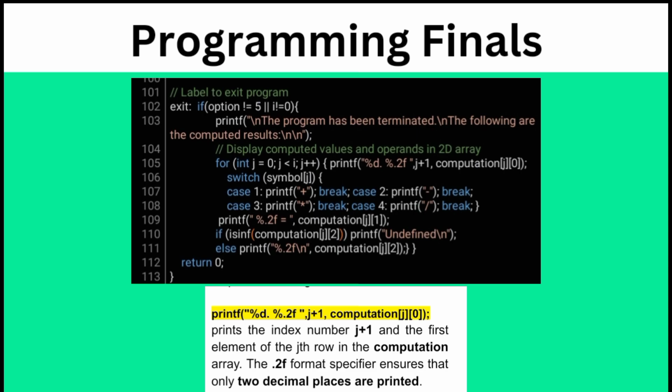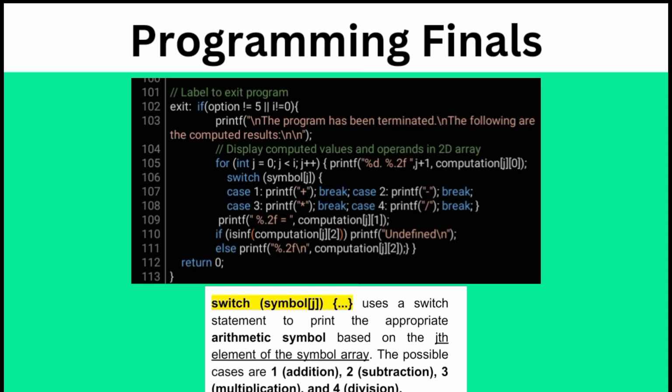This printf function prints the index number j plus 1 and the first element of the jth row in the computation array. The .2f format specifier ensures that only two decimal places are printed. This code uses a switch statement to print the appropriate arithmetic symbol based on the jth element of the symbol array. The possible cases are 1 for addition, 2 for subtraction, 3 for multiplication, and 4 for division.